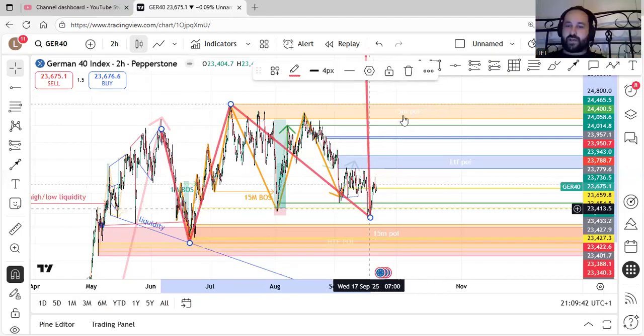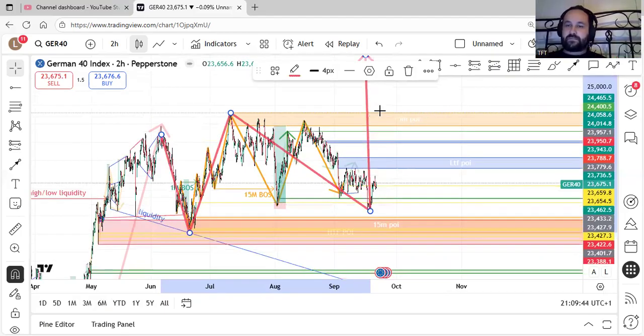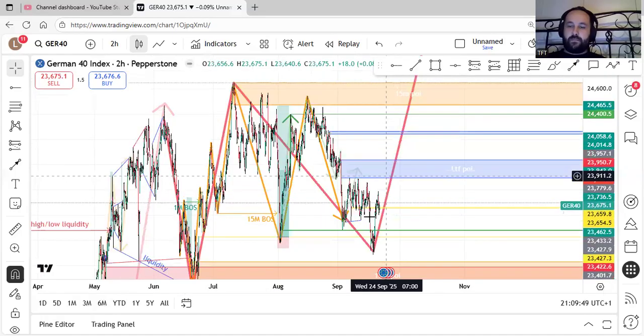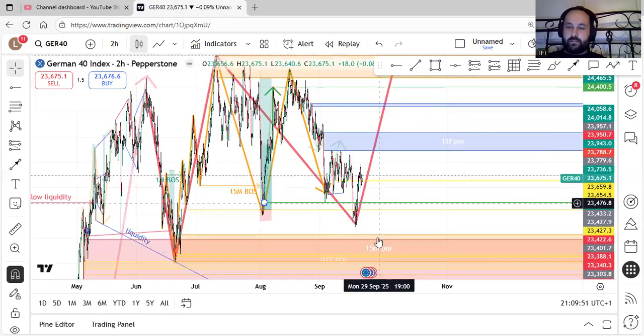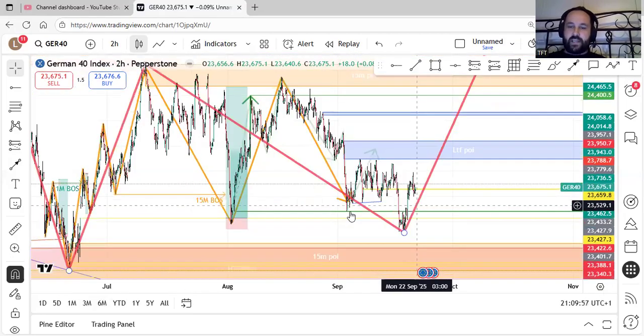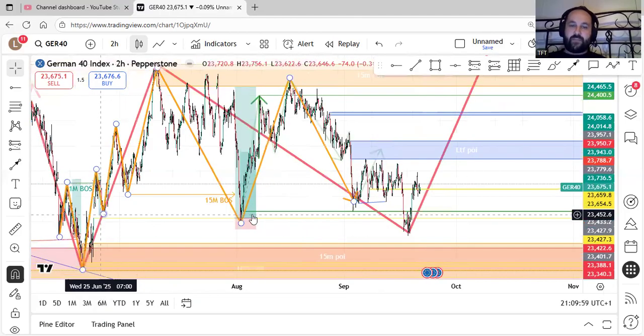I'll just drag that. When a new low is created within your 4 hour range, you're just moving it across until it takes a higher low, that's the 4 hour structure. But inside of that, we've had the 15-minute break to the upside.